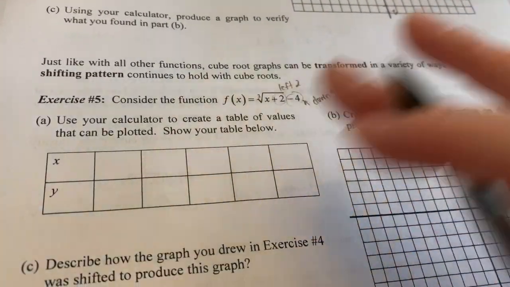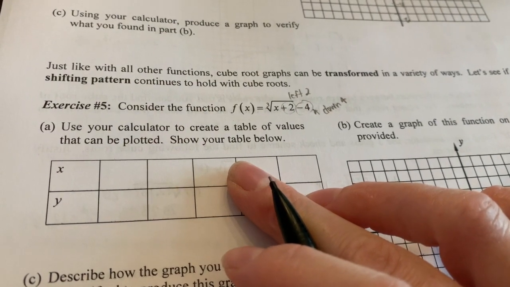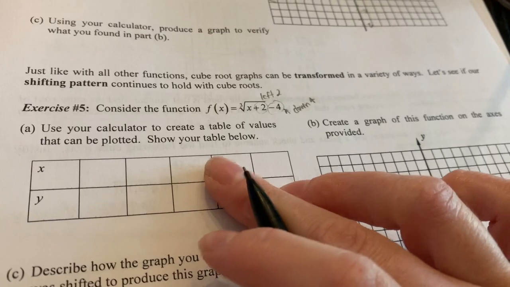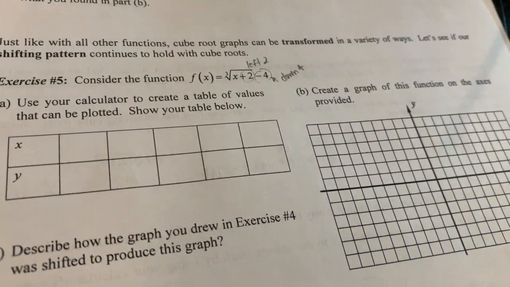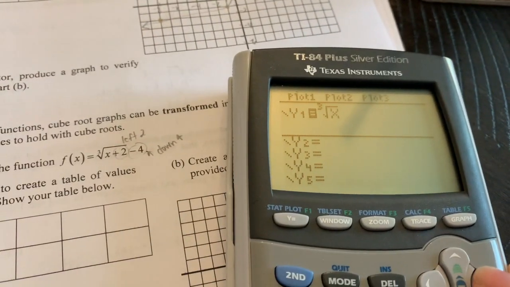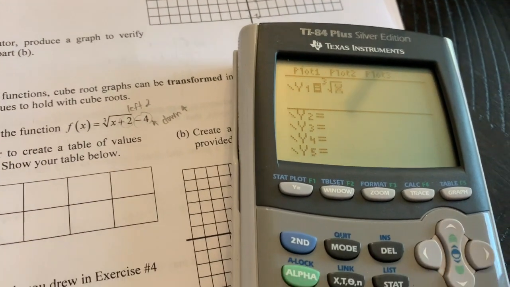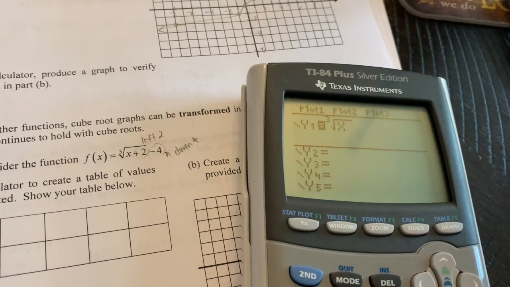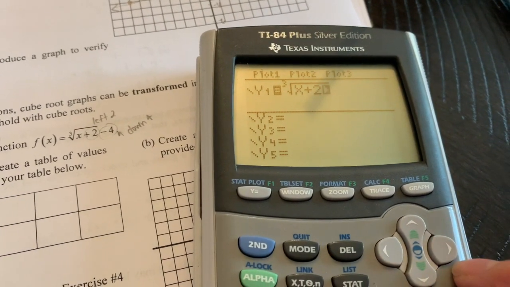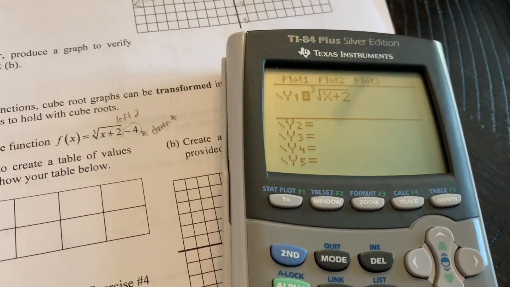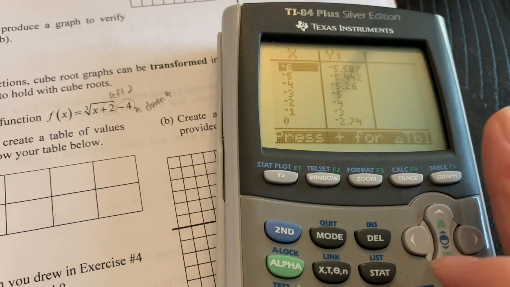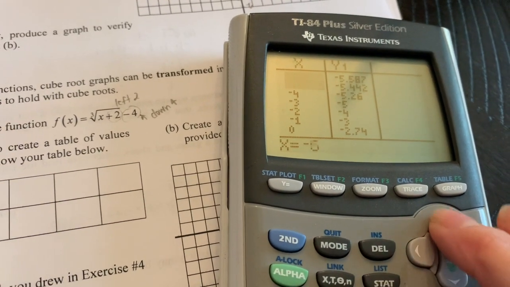Okay, so we're going to use the calculator to create a table of values that can be plotted. Basically I'm going to put this in here. So I'm just going to go back in here and I'm going to change it slightly. So it was x plus 2, and then to get out of the cube root, I push the arrow, okay? And then minus 4. So I'm not going to look at the graph yet. I'm going to look at the table so I can get some values. That would be easy enough.